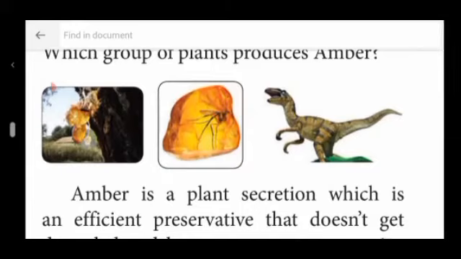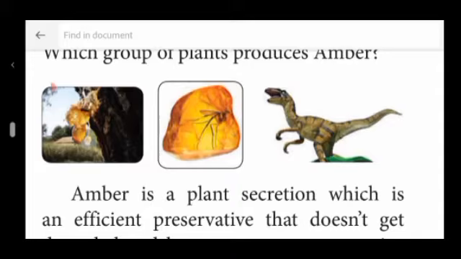Amber is a plant secretion, which is an efficient preservative. It is used to preserve insects and other animals so that they do not get degraded, and hence it can preserve remains of extinct life forms. Extinct means the animals which are now not present. Amber is produced by Pinites succinifera.